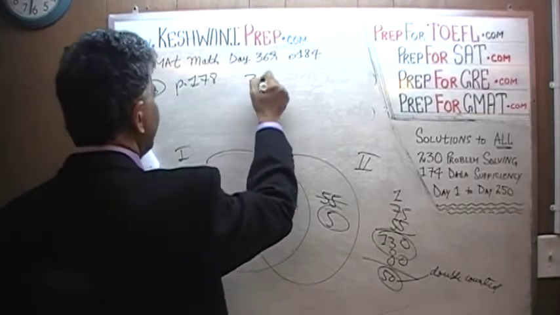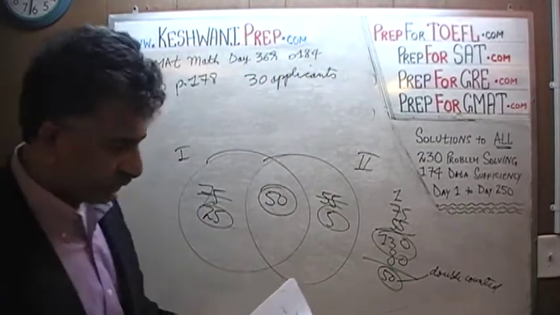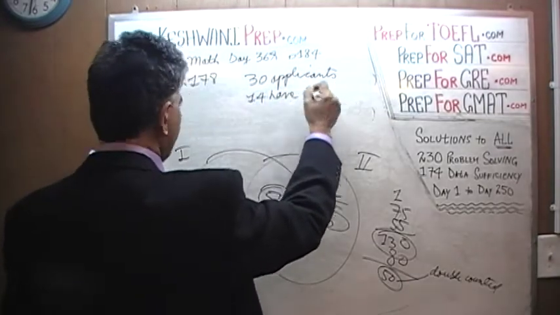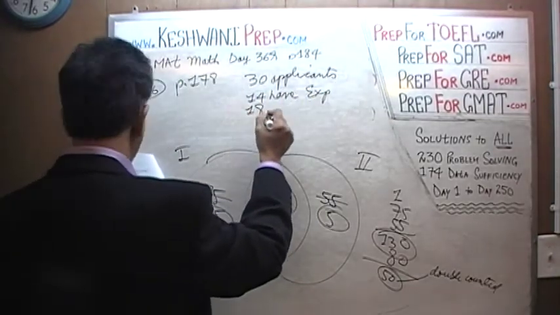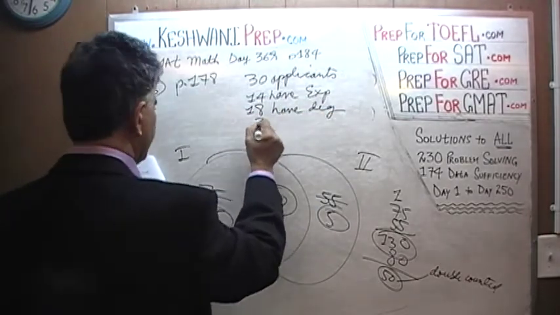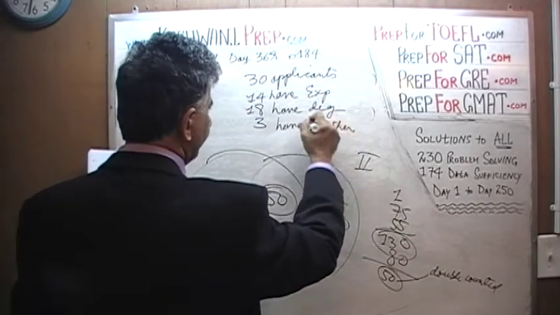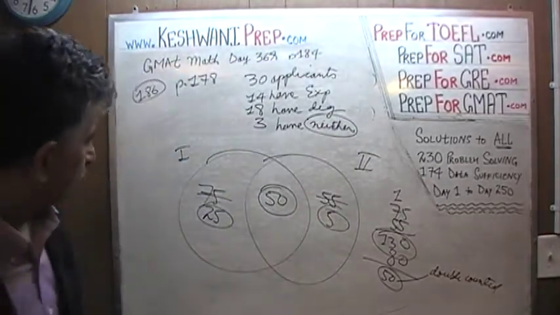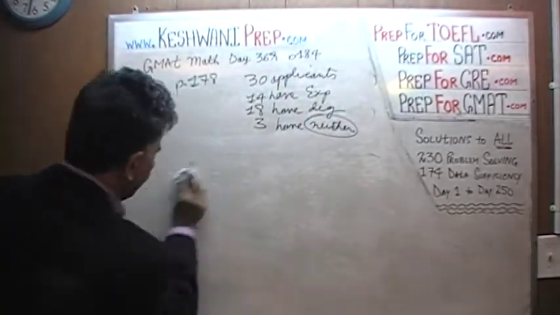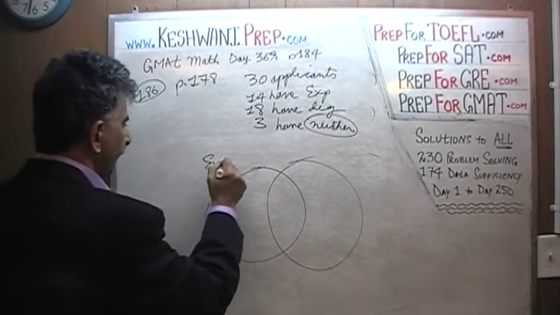Here we are told that we have 30 applicants, which means everything has to add up to 30. Out of those 30, we are told that 14 of them have experience. We are further told that 18 of these 30 people have a college degree. And we are told that 3 of them have neither. Let's see. So here is our experience, and here is our degree.